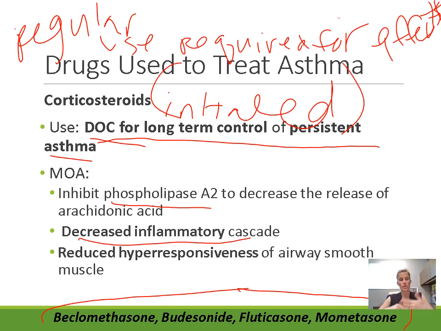And then again, with a couple months of consistent therapy, we see that this leads to reduced hyperresponsiveness of airway smooth muscle. So again, that means that the airways don't have this severe bronchoconstriction that occurs when the patient is exposed to some sort of a trigger. So again, like cold, for example, or exercise, or irritants, or allergens. There's just a decrease in hyperresponsiveness to any of these.